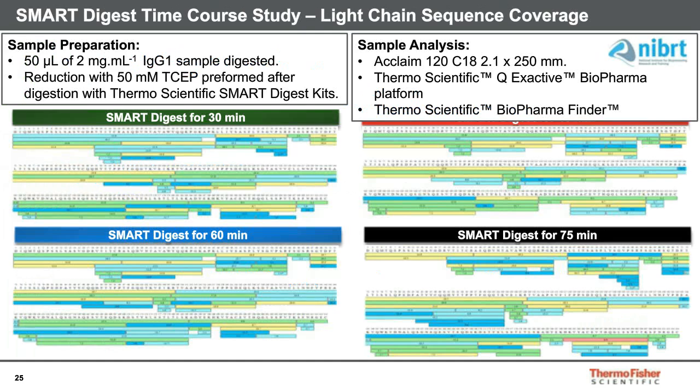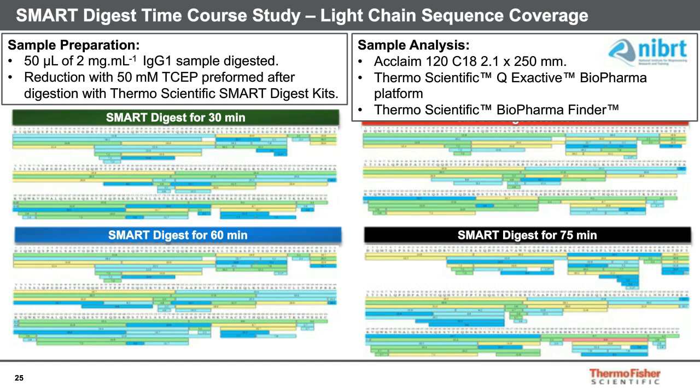One of the things that we did was to evaluate the incubation times required to digest monoclonal antibodies using the SMART Digest kit. In the case of the results shown, we digested 100 micrograms of the monoclonal antibody using the kit and using different incubation times, and followed this with a TCEP reduction step. Peptides were then separated on an Acclaim C18 column and analysed on a Q Exactive Plus with the BioPharma option, and data analysis was then performed using BioPharma Finder software.